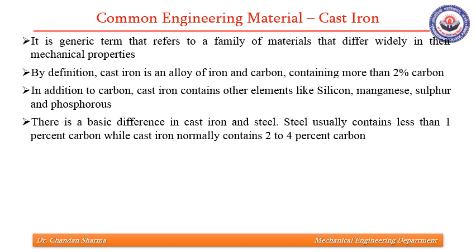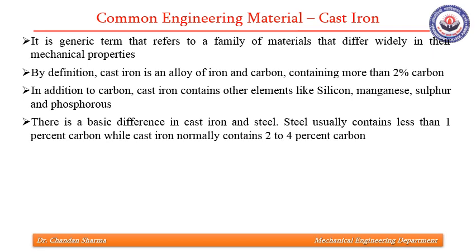Now we have seen in previous slides the mechanical properties of various engineering materials. Let us try to discuss a few important engineering materials in brief. Most common is cast iron. It refers to a family of materials that differ widely in their mechanical properties. We can have a variety of cast iron: grey cast iron, malleable cast iron, white cast iron.